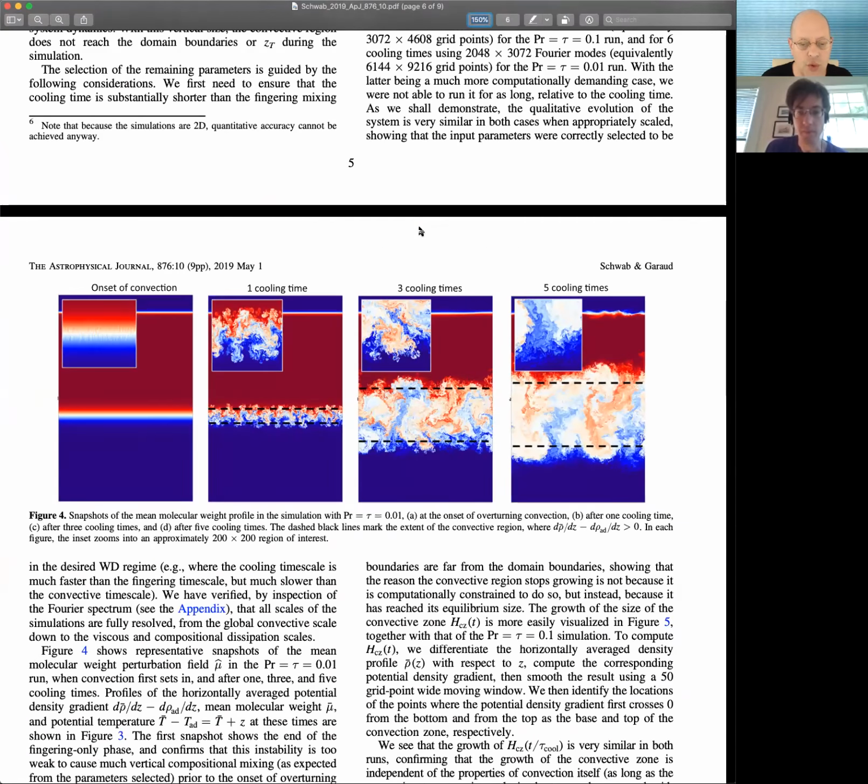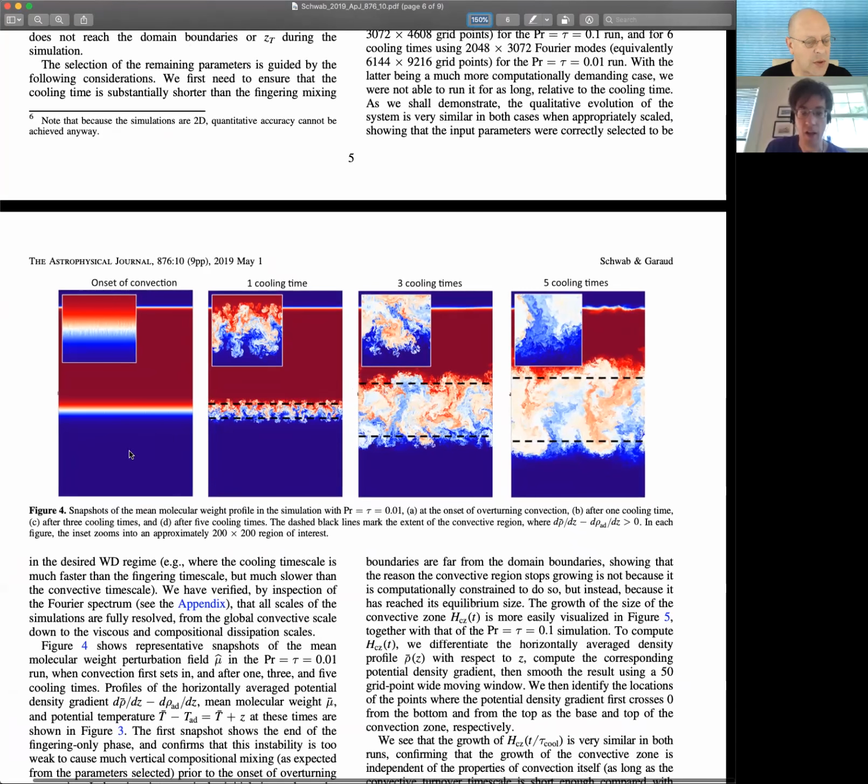Let's see. Just to remind me, the total domain here in the vertical direction is about a pressure scale height? Yeah, that's about right. Since the calculation itself is Boussinesq, there's no pressure scale height, but the picture would be that we're thinking about a pressure scale height sized region. By about 5 cooling times, you've covered about a third of the domain.